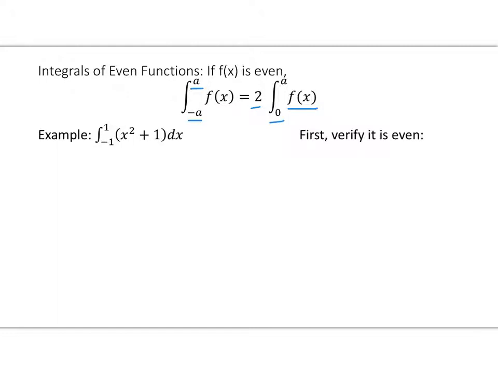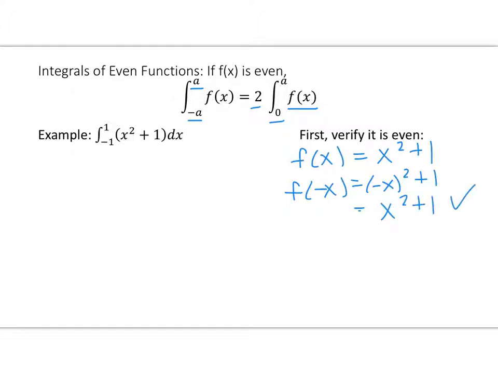So we have the example, the integral from negative 1 to 1 of x squared plus 1 dx. So first we're going to verify that it's an even function. So we're going to plug in f of x, and we get out x squared plus 1. And we're going to try f of negative x. Well, that would be negative x squared plus 1, which is still x squared plus 1. So this is an even function.